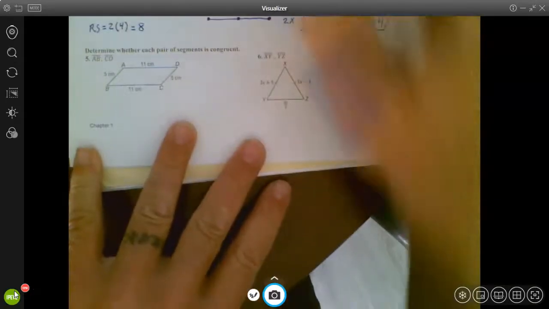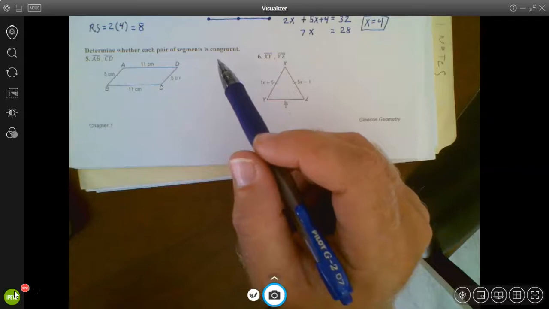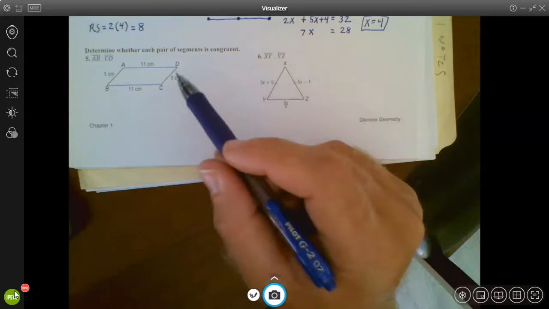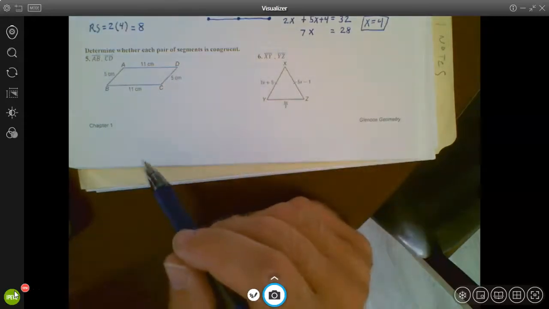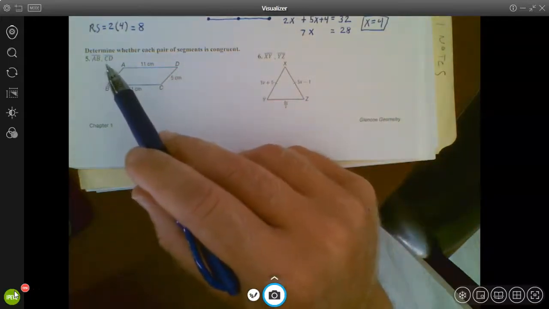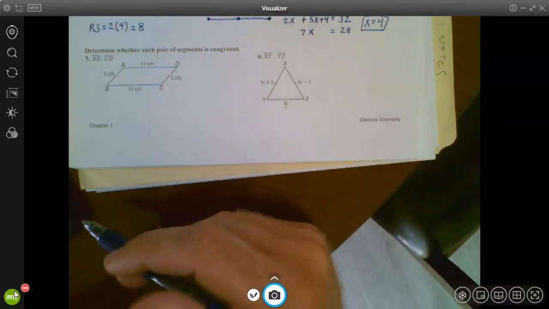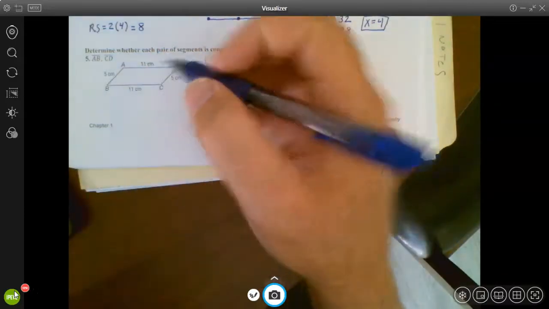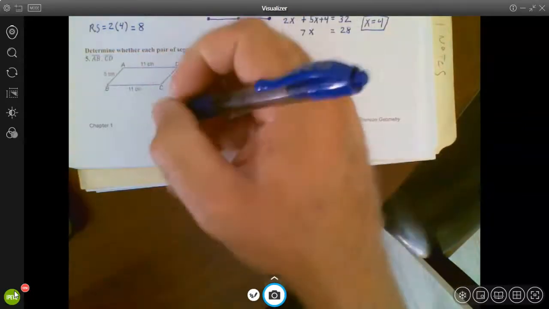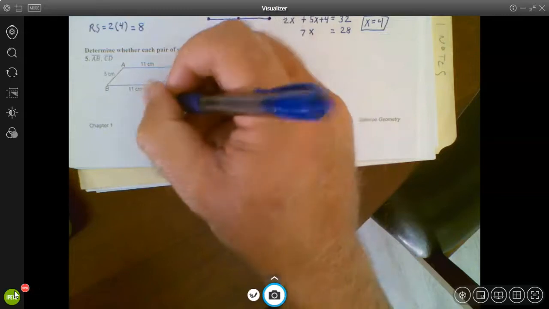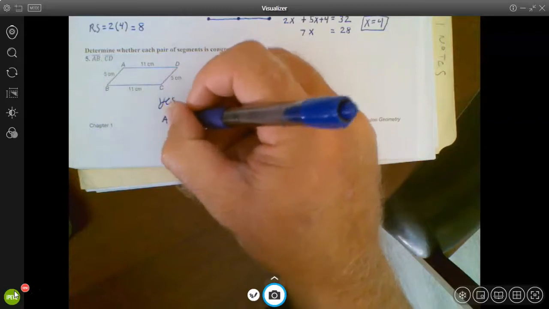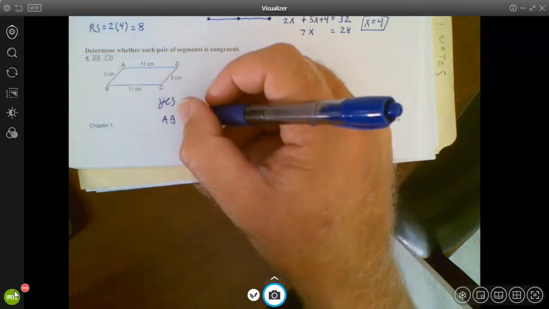Last 2, determine whether each pair of segments is congruent. So remember, congruency just means they have the same length. Once you put in the actual value, now we're talking about an equal sign. So then we're saying they're equal. So is AB congruent to CD? Do they have the same length? So if AB equals 5 and CD equals 5, so if they are equal to each other, then we can also say they are congruent to each other. So yes, we would say that AB is congruent to CD.